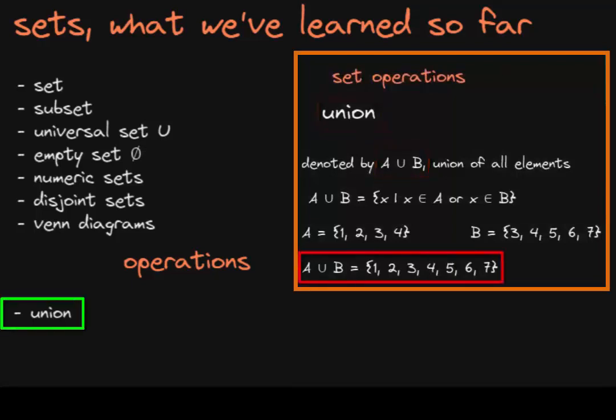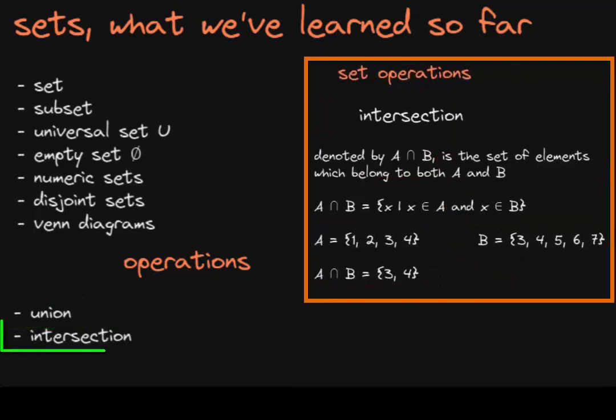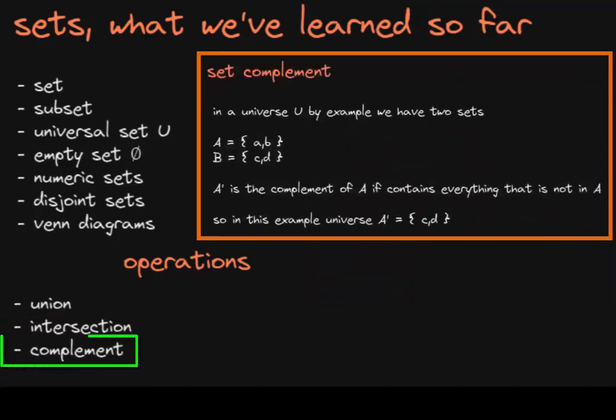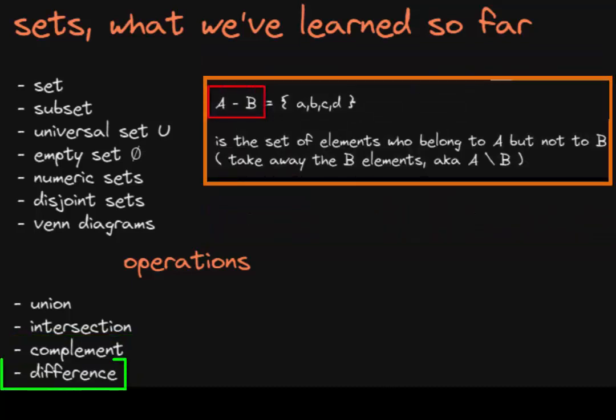Union, if we combine all elements. Intersection, with the elements present in all objects. Complement, everything that is in the universal set but not in the given set. Difference between two sets: the first set's elements without the second set's elements.